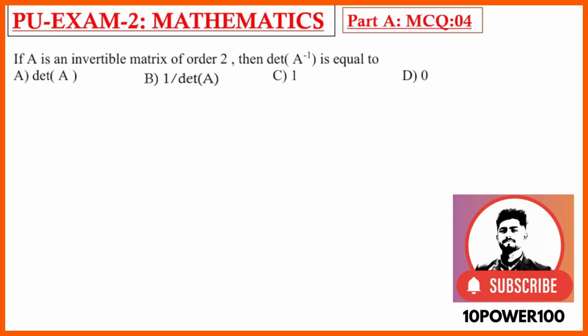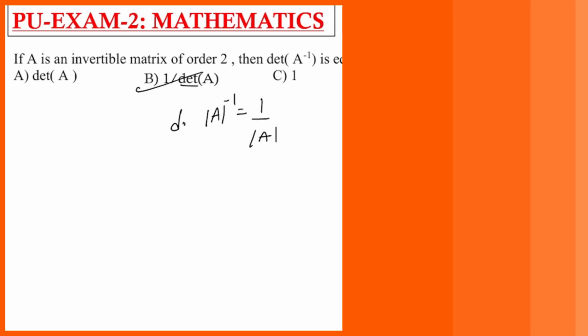Next one. So here, invertible matrix of order 2, then determinant of A inverse. We have already done this. So determinant of A inverse is equal to 1 by determinant of A. Here DET means the determinant. So option B, 1 by determinant of A is the answer.